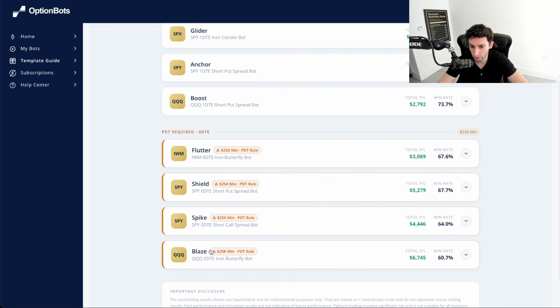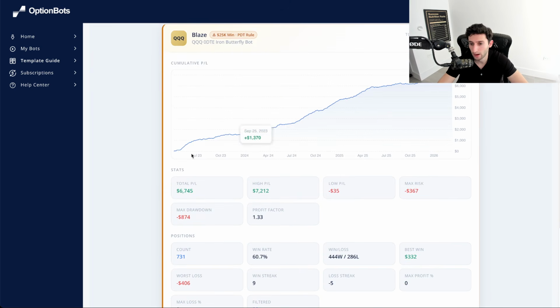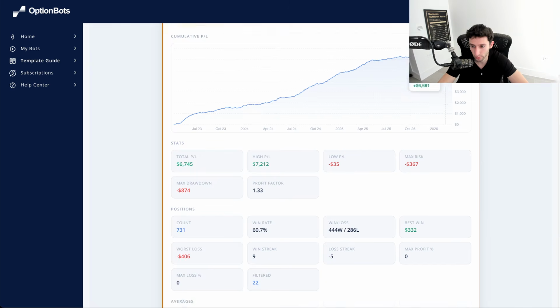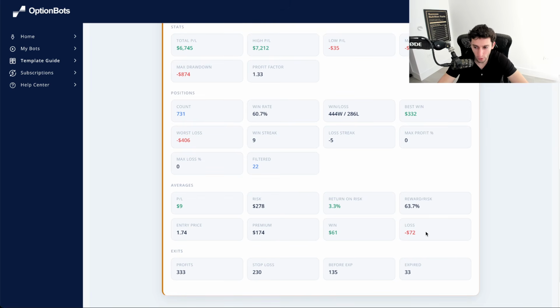So this is the QQQ 0DTE bot I was talking about. It's an Iron Butterfly bot. You can see this is just a backtest with 1 contract. The P&L curve looks really, really smooth, so that's why I really like it. You can see the average win, the average loss, and the risk use. So pretty small. The average loss being $72. Again, if we're doing 2 contracts, we're only losing $140 on average for this. Again, it might be a little higher in high IV environments, depending on what we're looking at.